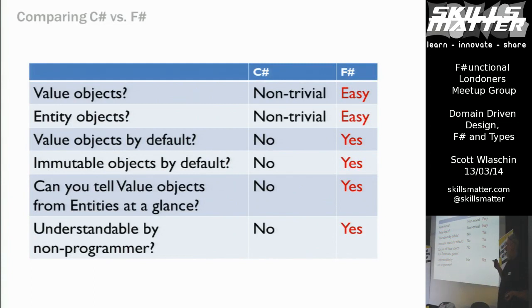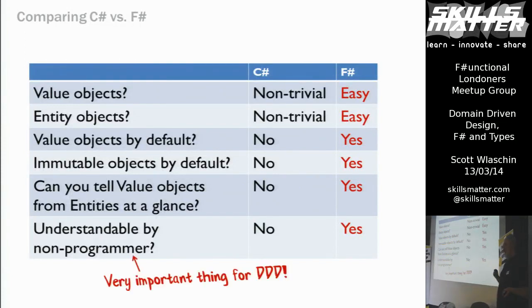Can you tell value objects from entities at a glance? Yes, you can in F#. And is it understandable by a non-programmer? So in this whole list here, F# does better than C#. And I'm talking purely about design stuff here. I'm not even talking about functional programming here. This is purely a design thing.